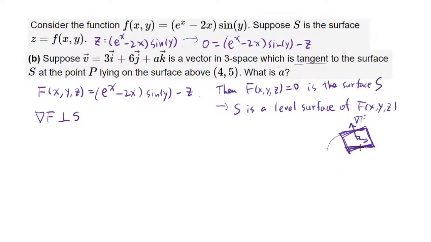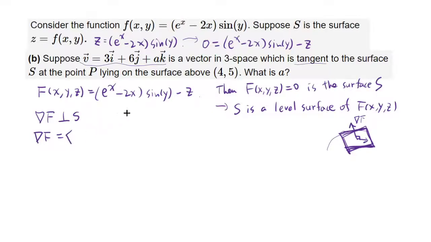And that's a good property to use, because if I can calculate the gradient of f, then that should be perpendicular to this tangent vector. I want v to be the tangent vector. And if you have two perpendicular vectors, then you know that the dot product is 0, and that equation should be enough to determine what a is. Okay, so that's the plan that I'm going to be using. Alright, so let's calculate the gradient of f.